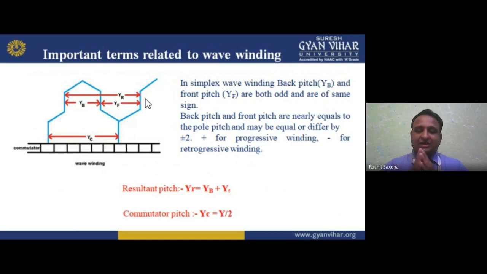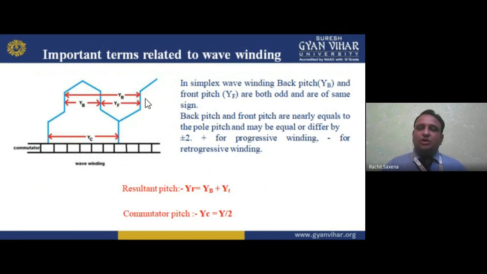Half. We are converting to the half pitch. In the simplest wave winding, the back pitch YB and the front pitch YF are both odd and of the same sign. Back pitch and front pitch are nearly equal to the pole pitch, and may be equal or differ by plus or minus 2. The plus sign we always use for progressive, and the minus sign for retrogressive.